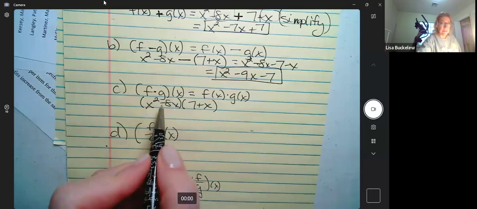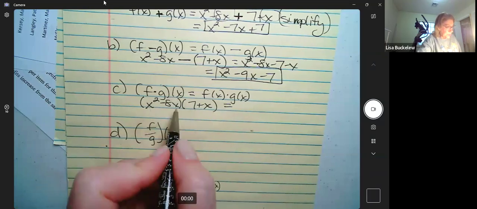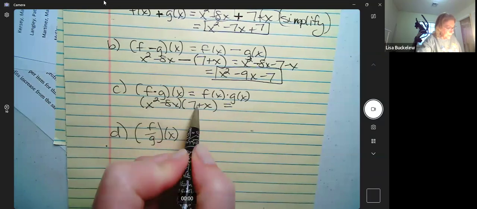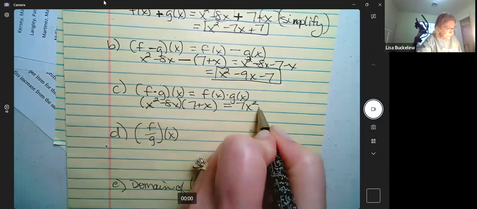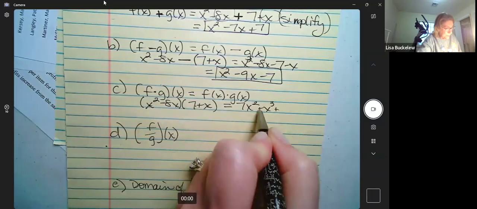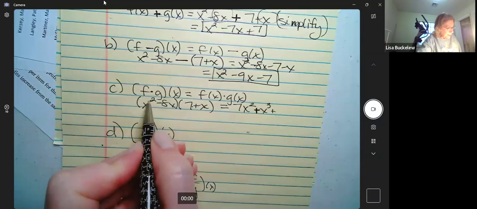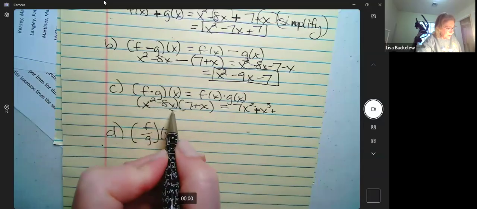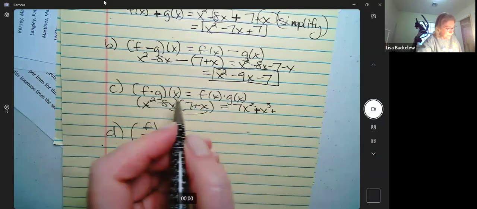So this is the product of the two functions. This is f of x, this is g of x. Let's go ahead and simplify it by doing the distributive property, which is like the x squared times 7 would make 7x squared. The x squared times x would be x cubed. If it's positive, you write plus. If it's negative, you write subtract. All right, so I've done the x squared times each one. Now I'll do the negative 8x times each one. Negative 8x times 7 would be negative 56x.